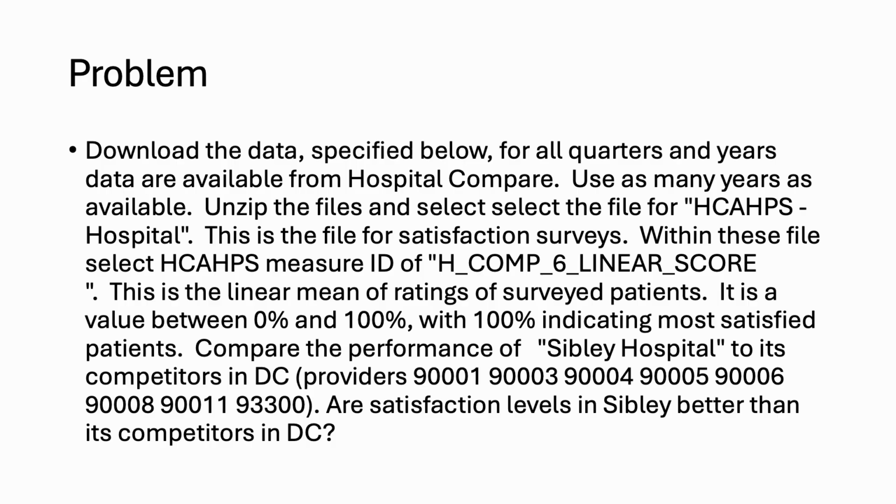So here's our problem. The goal is to download all available quarters and years from Hospital Compare. Use the file, focus on the measure, which is HCAHPS linear score, which is the linear mean of patient ratings from 0 to 100. Then I compare Sibley to its DC competitors using the facility IDs listed in the prompt, and answer: is Sibley performing better than the other competitors?